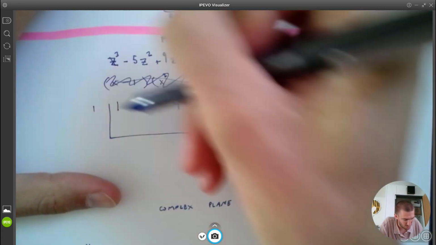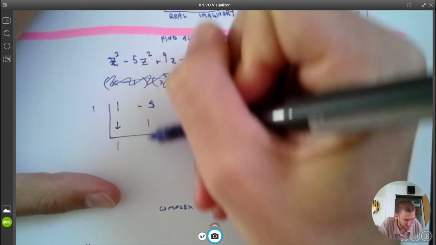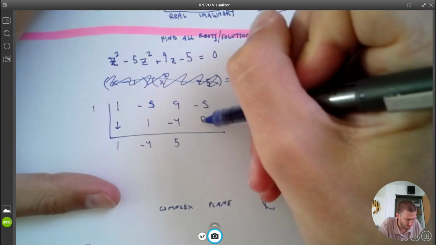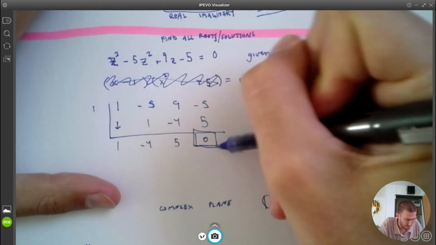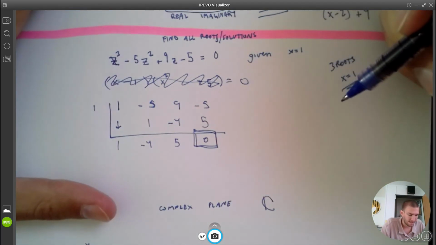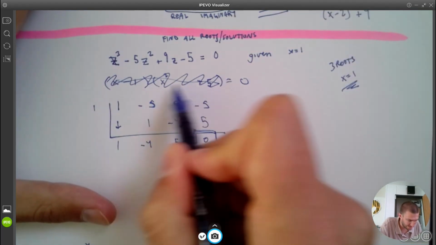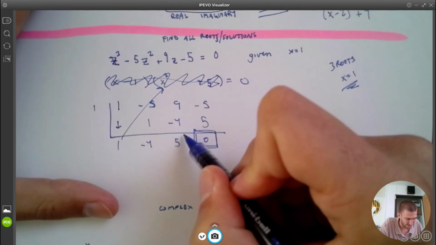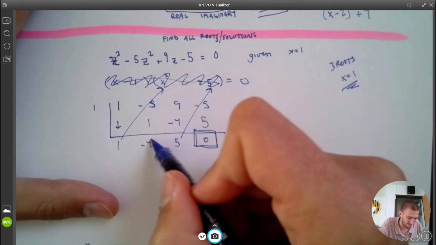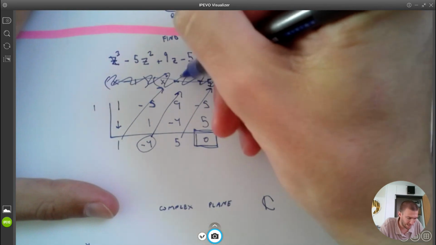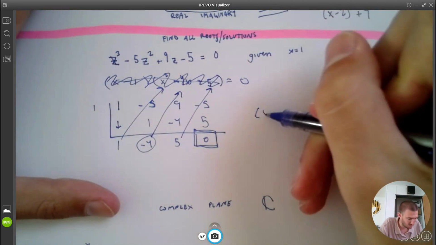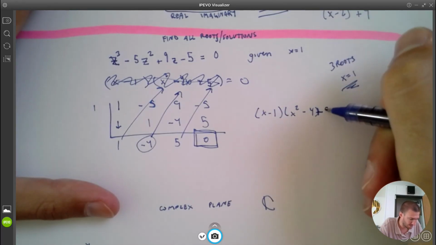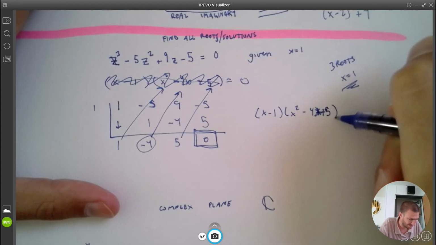If we start with 1, we bring this down, we multiply, we add negative 4, we multiply negative 4, we add 5, we multiply 5, we add 0. It's the root that we want to go with, not the factor. Now, you can see this is already pretty much what I had. This 1 is my x squared, and this 5 is my plus 5. It's this minus 4 that I hadn't figured out that would go in the middle. So I'm looking at x minus 1 times x squared minus 4x plus 5. Yikes.